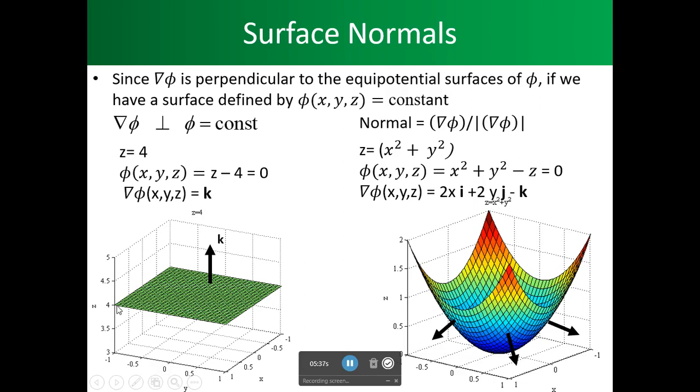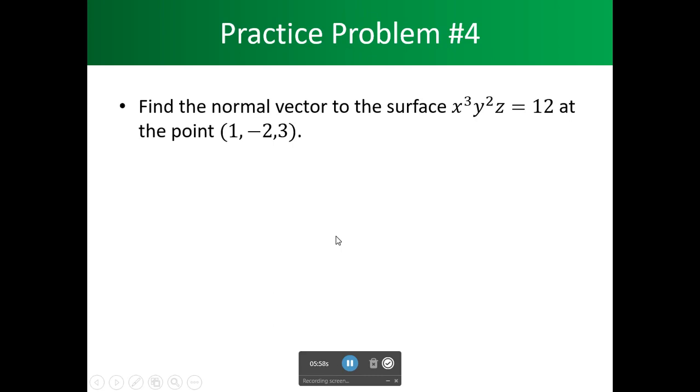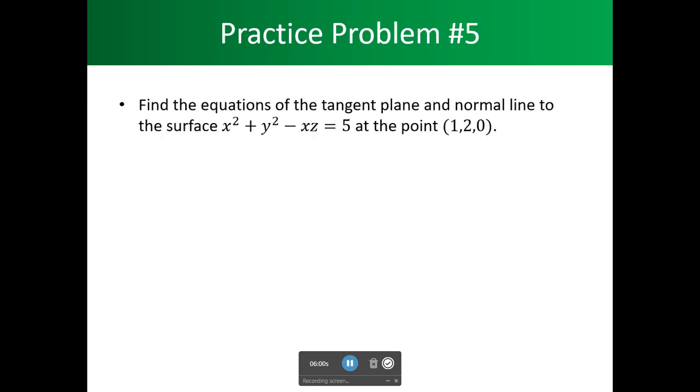Just as our original function here was z equals 4, we can see the k direction is what? Perpendicular to that surface. The same thing here. We can see that these should be perpendicular to the surface. So here's some more practice problems for you to do.